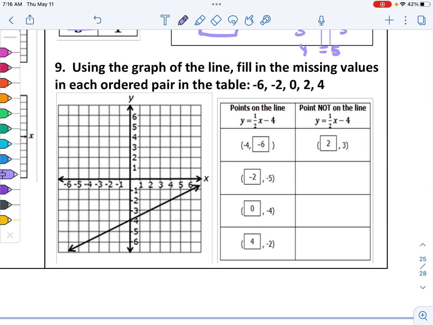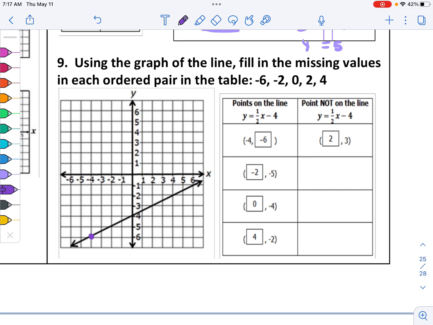Last but not least for today, using the graph of the line, fill in the blanks. I actually already filled them in for you. It was an oopsie-daisy. I didn't mean to give you the answers there. However, if you were to get those answers, I would go where x is -4. Where x is -4, there's that point, and that would be at -6. If I had gone to -5, where y is -5, that's going to be down here. Boop, x would be at -2. So I'm going to go to where x is 0, that's here on this part of the line. I can see that that point would be right here at 4.